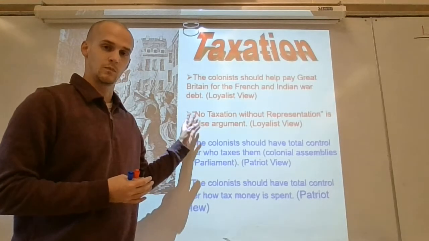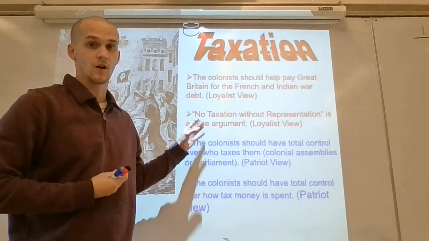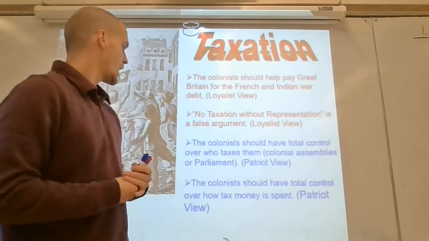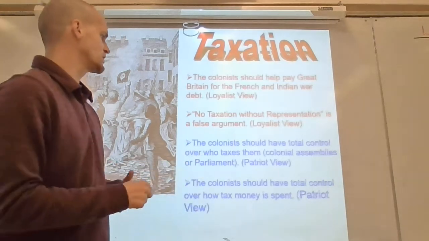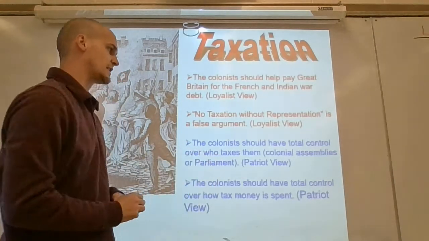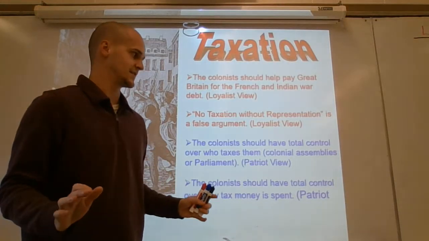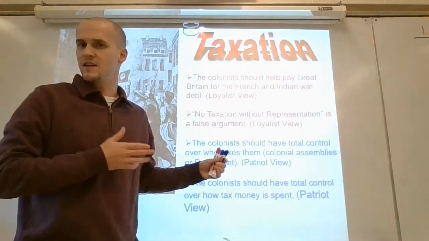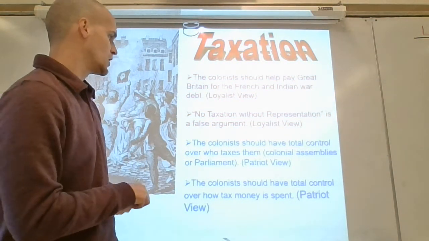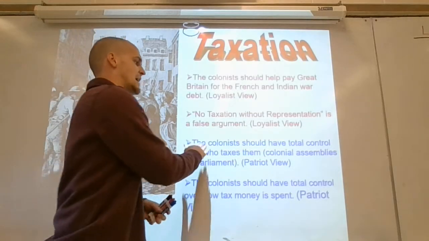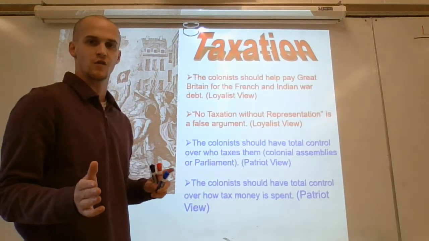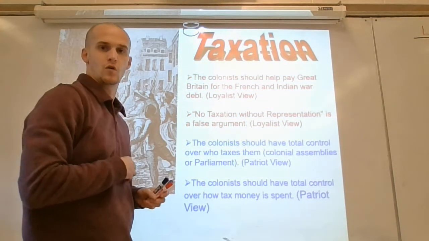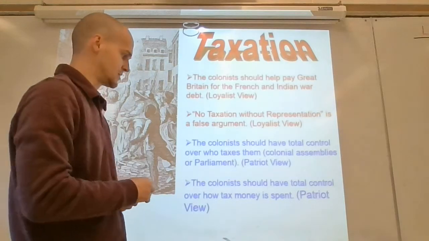This was, as the Donald, the big orange man in the big white house would call it, fake news. All right, so the Patriot view, the first one, the colonists should have total control over who taxes them. Because, again, they had their own government set up. They had their own economic systems, their own organizations. So colonial assemblies or parliament, the colonists should have a say and total control over who does it. If you're not going to give us a representative in parliament, our own assemblies should control taxes.